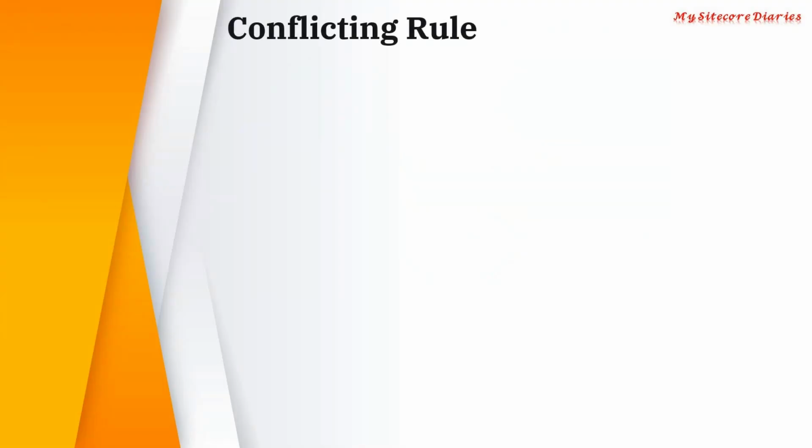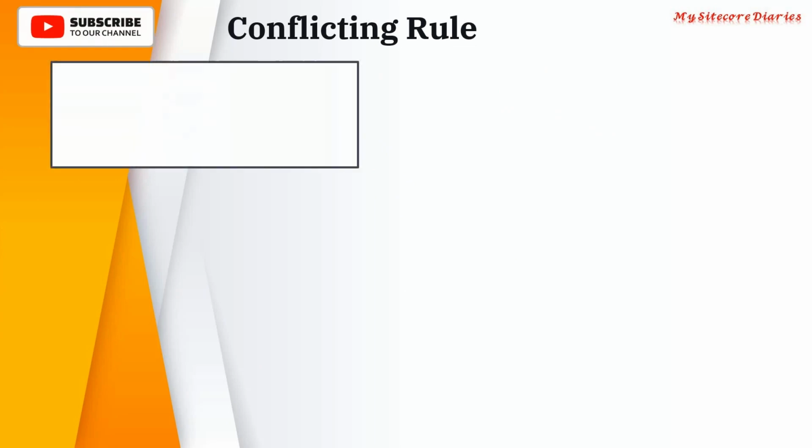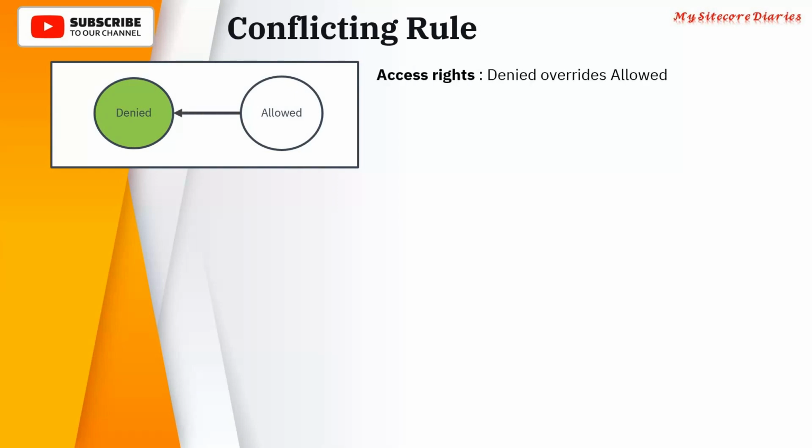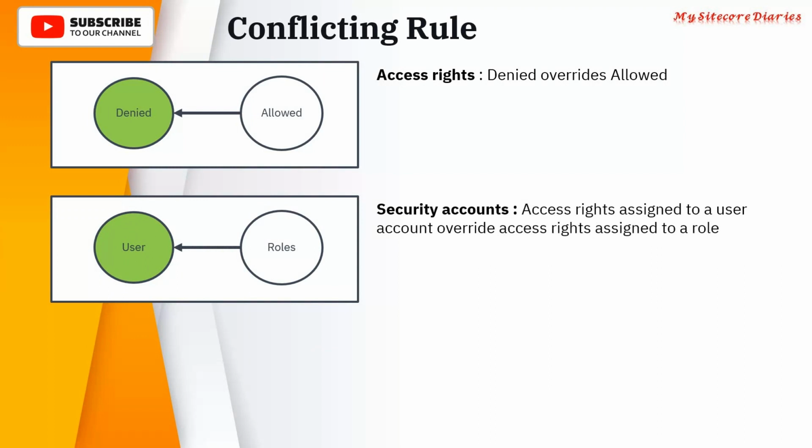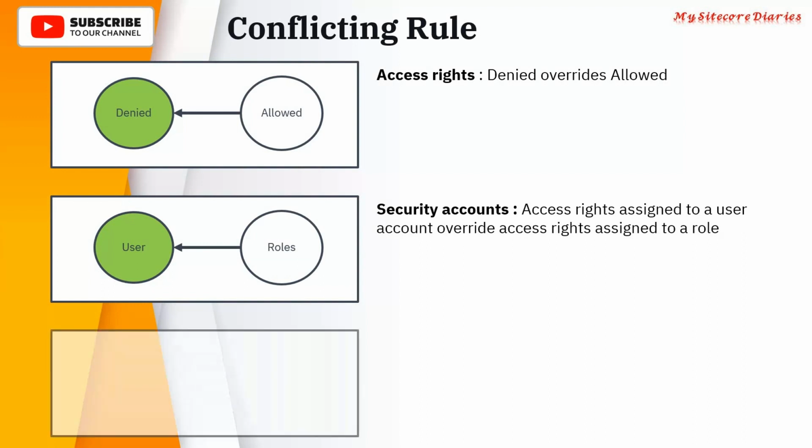Let's see conflicting rules. First is denied and allowed. Between denied and allowed, it's always denied that gets precedence. So access right denied overrides allowed. Then you have user and roles. In this case, user will get precedence. So security account access right assigned to a user account overrides access right assigned to the role.